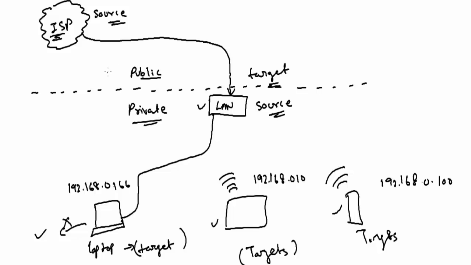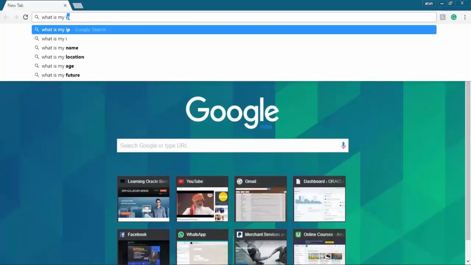Now the question is, how do you find what is the public IP? How do you find what is the private IP for your LAN? Not your LAN, I mean any network wherever you are connected. So I'll show you a great example on my system right away. What you need to do is go to Google and just type what is my IP.